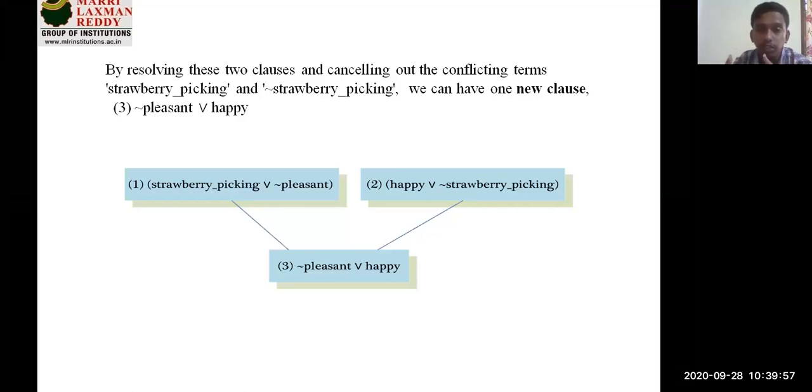Whenever you are given some set of clauses or statements, you need to understand what the conflicting terms are, convert them to conjunctive normal form, and finally get some conclusion. So finally we will have one clause as your solution. Okay, this is how we'll move forward with the resolution concept.